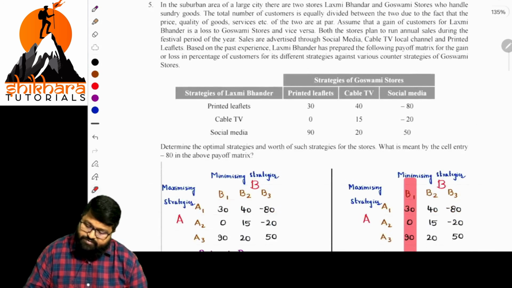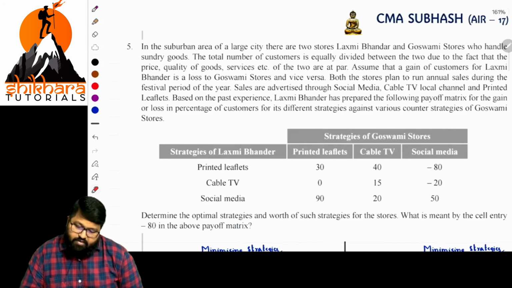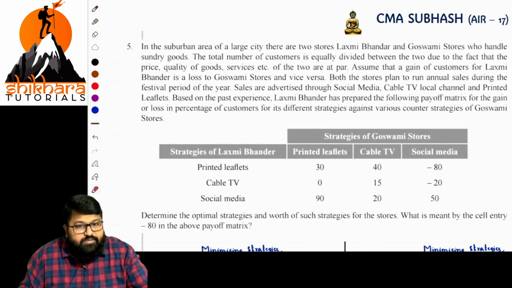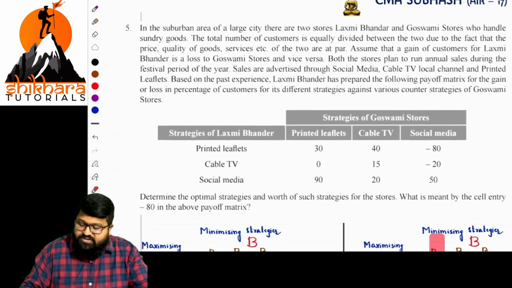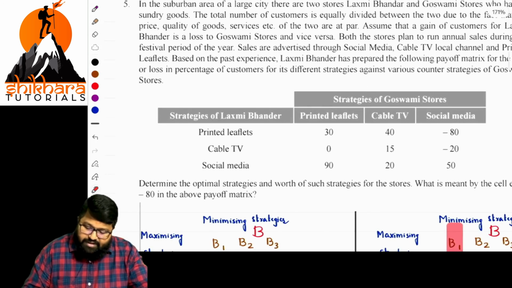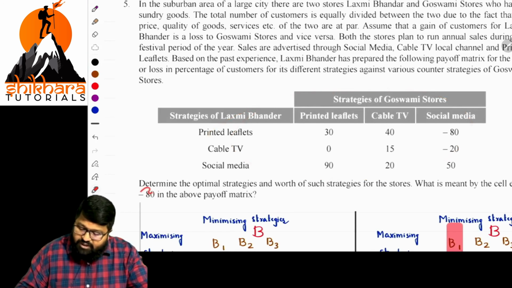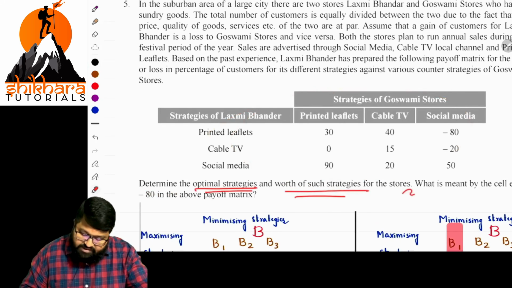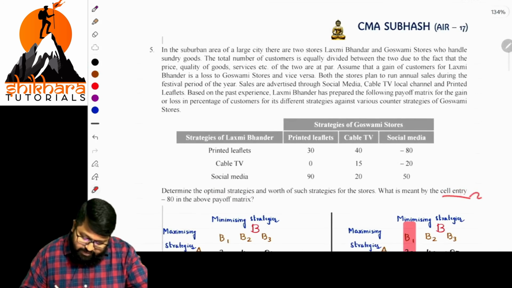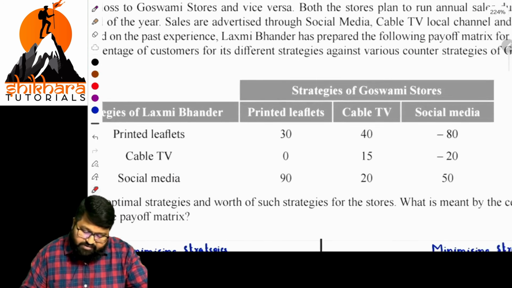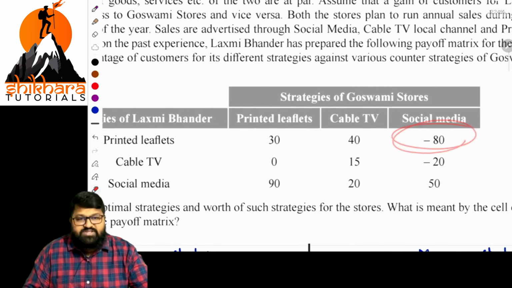If it's clear, go with this problem. Sir, this problem is also similar to the problems which you need to do. The most important aspect is what, sir? He's asking only one question. The entire problem is the same: determine the optimal strategies and the worth of such strategies. What is meant by the cell entry with minus 80 in the payoff matrix? What is the value of this?